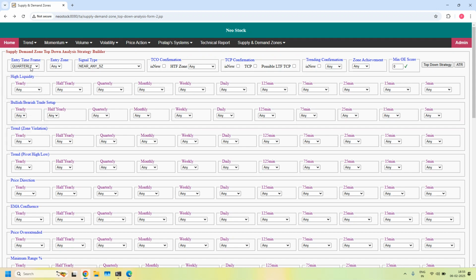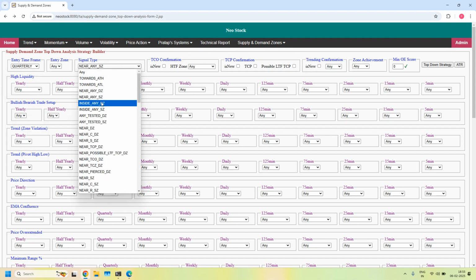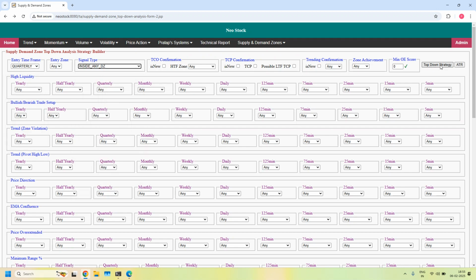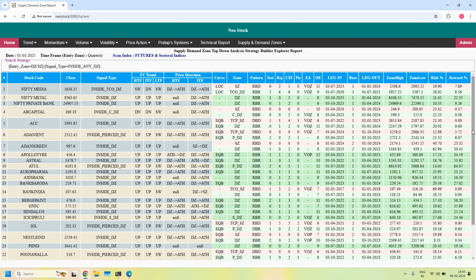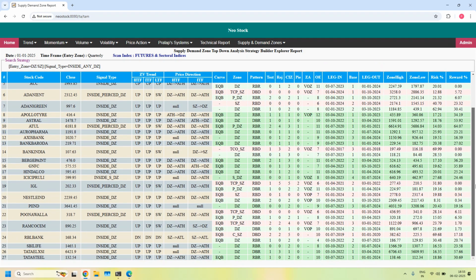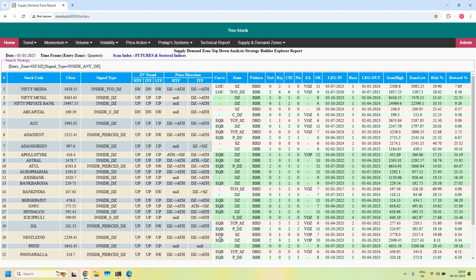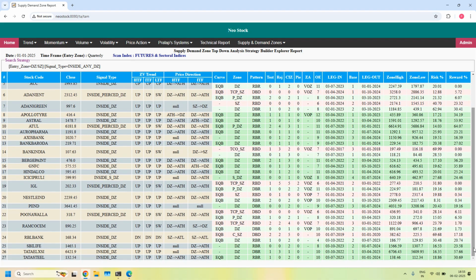Next, quarterly time frame. Price closed inside the quarterly demand zone. We got 27 stocks filtered. First 22 stocks in the list, I'm scrolling the list down. So total 27 stocks are filtered.